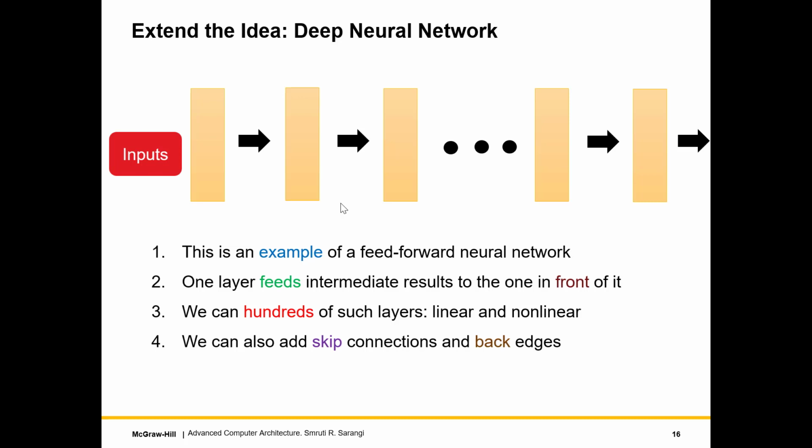So the idea of a deep feed forward neural network is like this, where the inputs come, of course, at the leftmost point. Then they are processed. Some more processing happens, some more, some more, and some more. It is a feed forward network because there are no backward connections and there are no skip connections. But of course, in sophisticated networks, you could have skip connections like this, or you could have backward connections like this. So we could have hundreds of such layers, linear and nonlinear, with a bunch of skip connections as well as back edges.